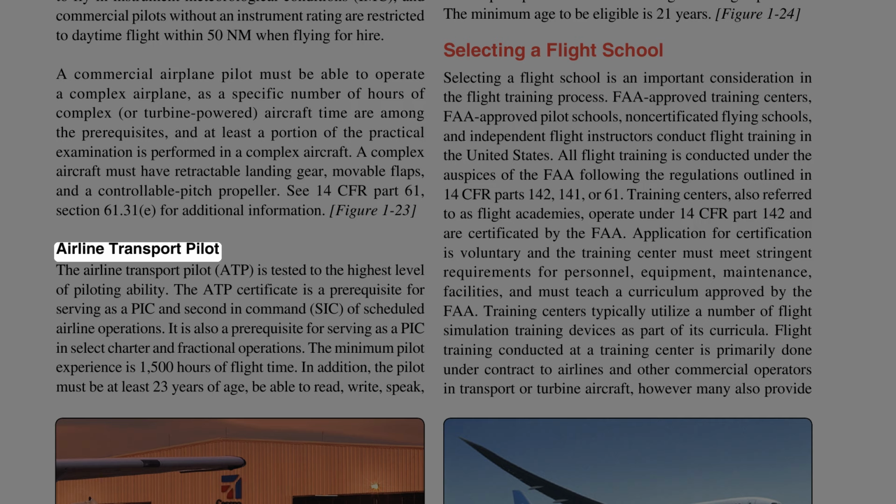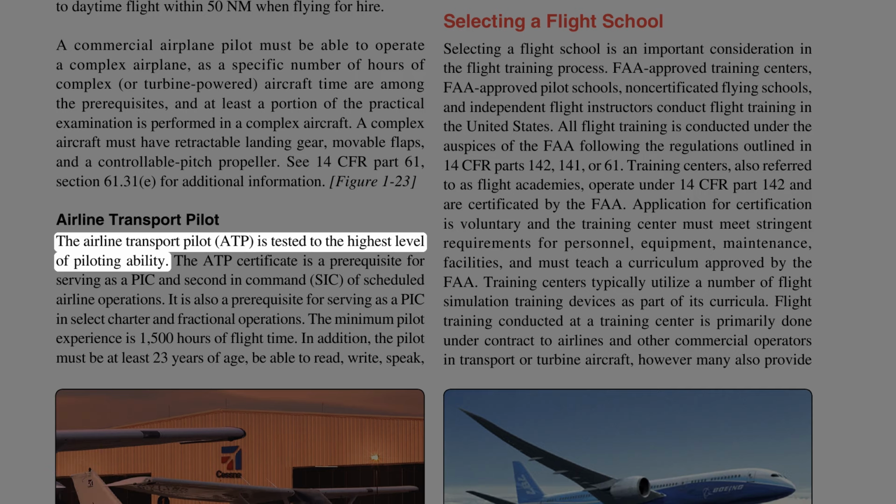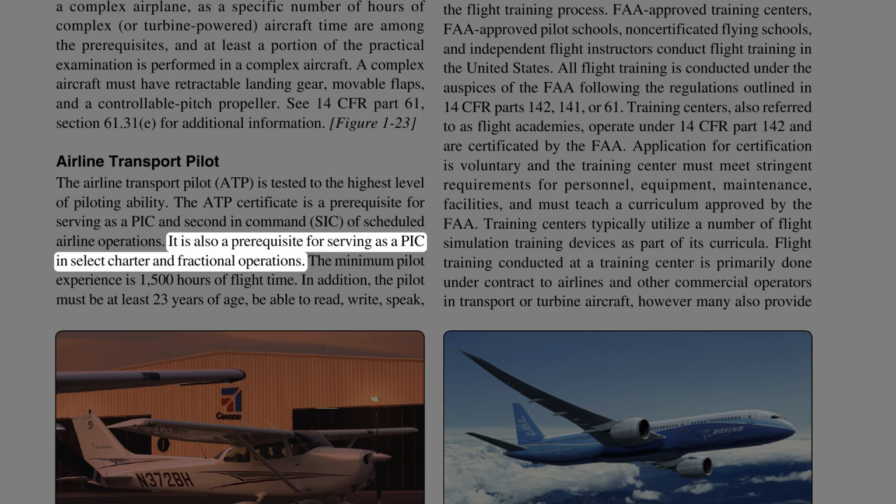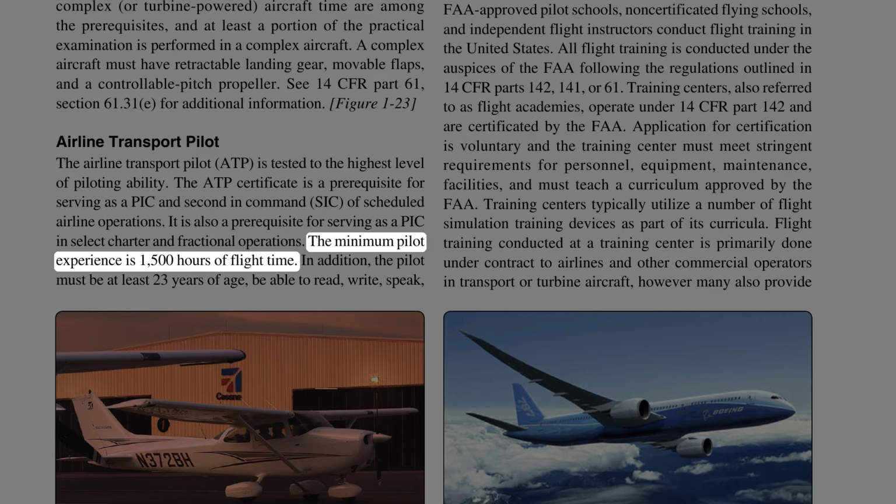Airline Transport Pilot. The Airline Transport Pilot (ATP) is tested to the highest level of piloting ability. The ATP certificate is a prerequisite for serving as a pilot in command and second in command (SIC) of scheduled airline operations. It is also a prerequisite for serving as a pilot in command in select charter and fractional operations. The minimum pilot experience is 1,500 hours of flight time.